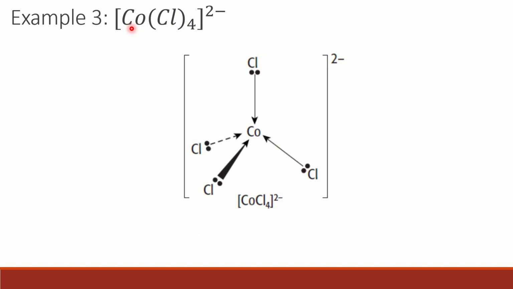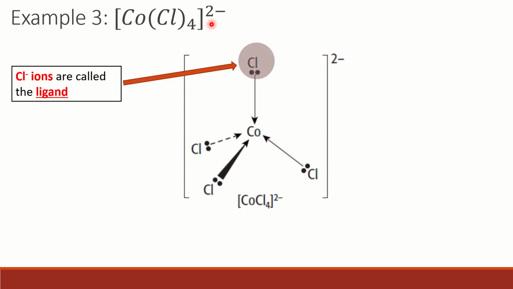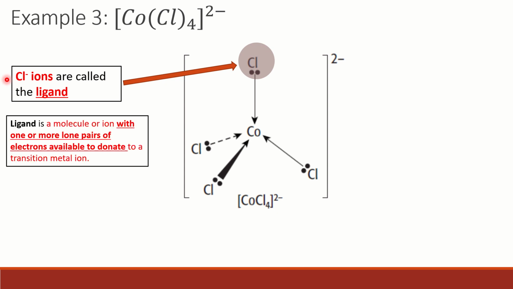Again, we have CoCl4, 2 minus. Okay. So, Cl here is your ligand. Again, the same thing. The Cl is not a Cl atom. It's actually Cl minus ions. Okay. Because why ligands? It can be a molecule or it can be an ion. But here we are having an ion. Okay. And it has that lone pair of electrons to donate to the transition metal ion.